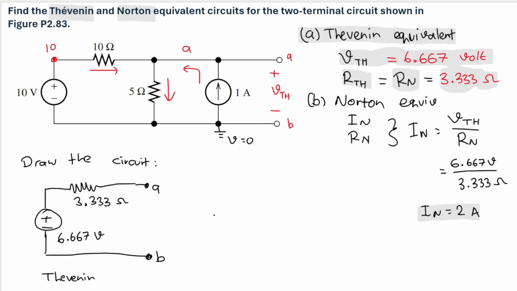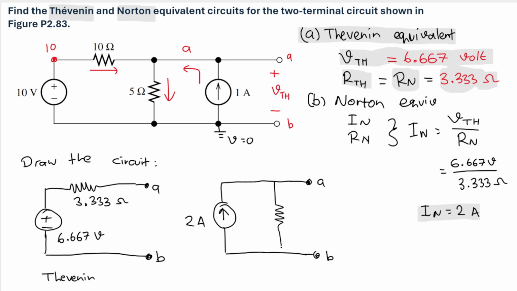Okay, how about the Norton? We have a current source, and the value of the Norton current is 2 ampere, so this one will be 2 ampere. Good. And then we will have this one and that one. Okay, and this is terminal A, and that one will be terminal B. And then here we will have this resistance here, which is 3.333 ohm. And this is the Norton equivalent circuit. And I think we have finished for this problem.